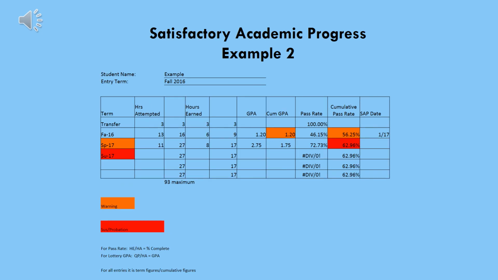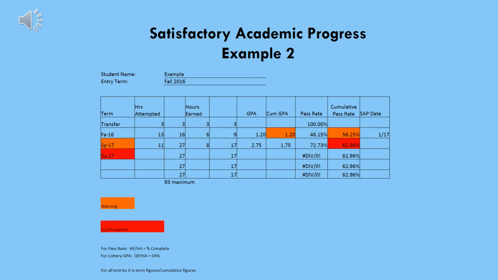For this example of satisfactory academic progress, the student starts with 13 hours, and they only pass or earn 6 credit hours for the fall semester. Their GPA is 1.20, and their pass rate now is 56.25%. Notice the orange blocks in the fall semester line. For the spring semester, they start that semester on satisfactory academic progress, financial aid warning. They attempt 11 credit hours. They only pass 8 credit hours. Their cumulative GPA for that semester is 1.75, which removes the warning for GPA.